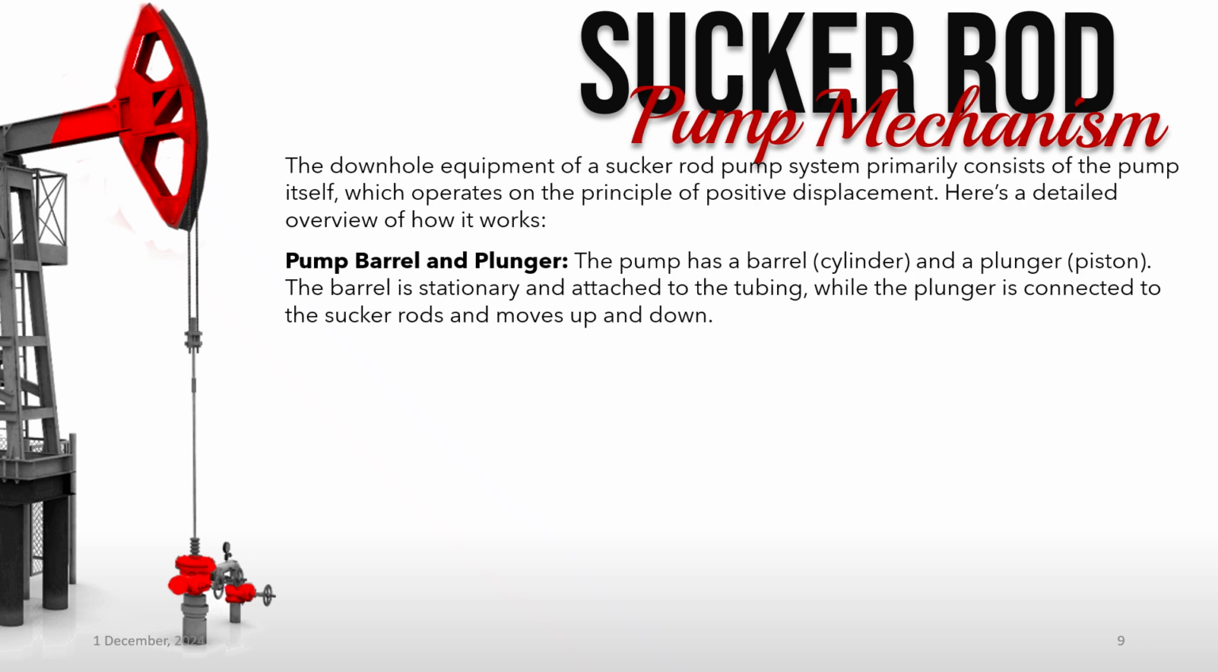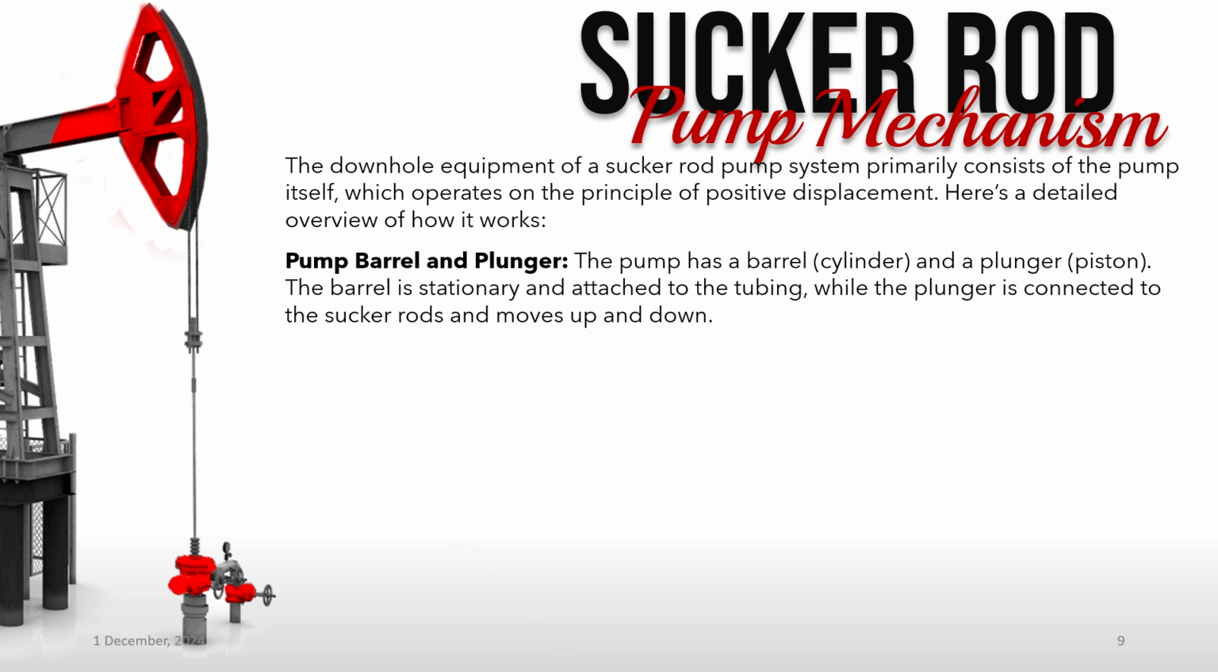Let's now delve into the operational mechanism of the sucker rod pump, which is based on the principle of positive displacement. The downhole equipment, primarily the pump itself, orchestrates the fluid lifting process through a series of coordinated actions. At the heart of the downhole pump are the pump barrel and plunger. The pump barrel, a stationary cylinder, is securely attached to the production tubing. Within this barrel, the plunger, which is connected to the sucker rods, reciprocates up and down. This creates a sealed chamber where fluid is drawn in and expelled.